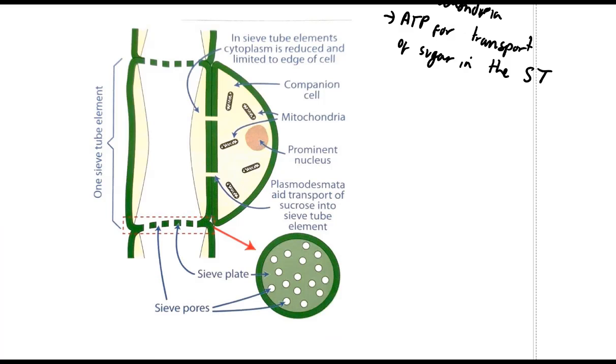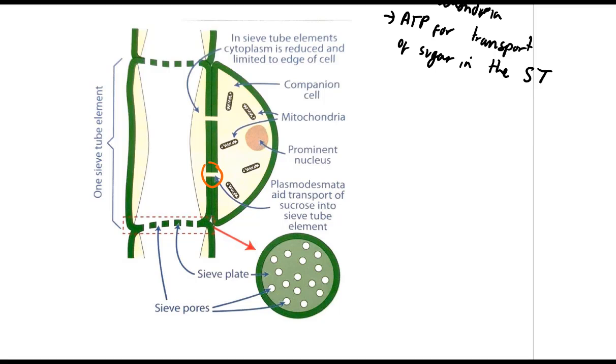Now, this is a slightly different diagram, but it actually shows you a lot of the same things. So we've got one sieve tube element here, which is one of the cells that makes up the phloem. The other cell is the companion cell. Now, both of these cells are living. But what we can see in this diagram, which is maybe a bit easier to see, is that we've got a plasmodesmata in two areas here, which helps join the companion cell with the sieve tube element.